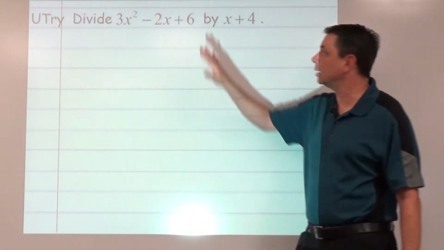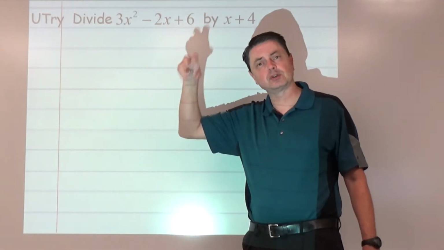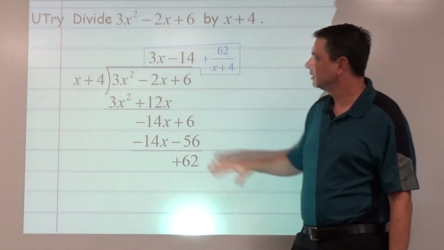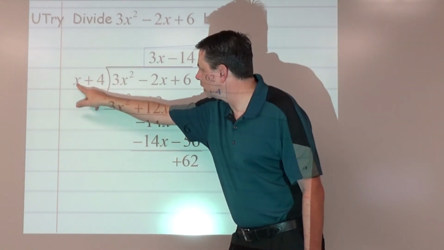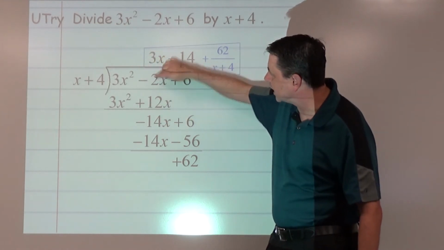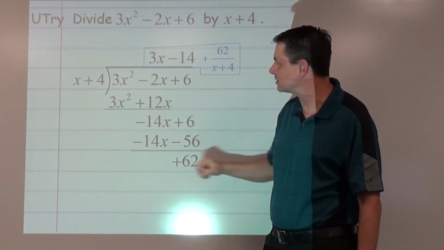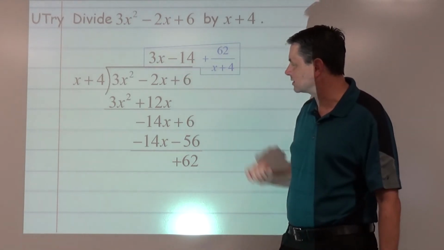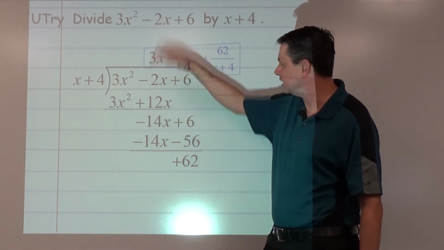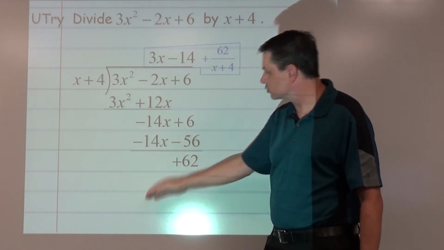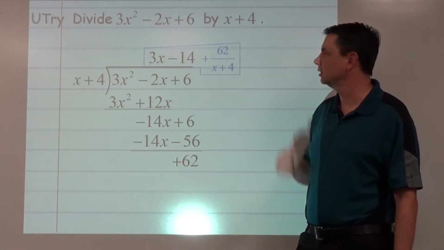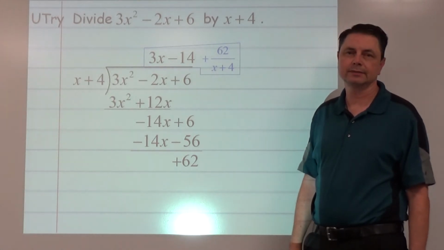All right, so we can set this up. This doesn't have any missing terms, so we don't have to do a plus zero or anything like that. We can just set it up regularly, and it's going to look like this. What times what is that? 3x. Distribute. Subtract negative 2x. Subtract a positive 12x is negative 14x. Bring down the 6. Now, x times what is the first term? Negative 14. Distribute. Subtract, cancel, we get positive 62, so plus 62 over our divisor. The quotient, there it is.